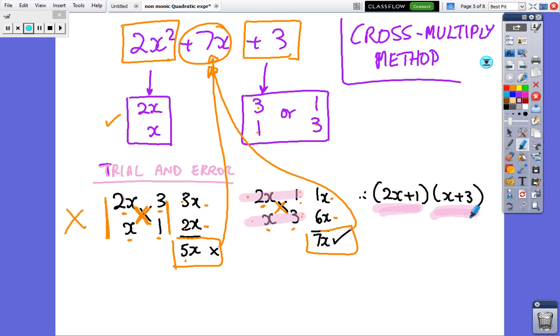So that's called the cross multiply method. Okay, copy that down, but it definitely involves trial and error. There's no easy way of doing it. Copy that down and then come to the next slide.